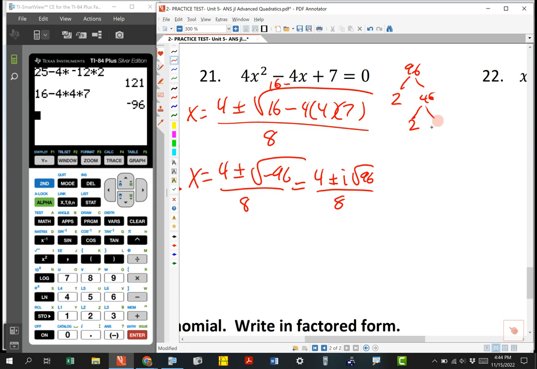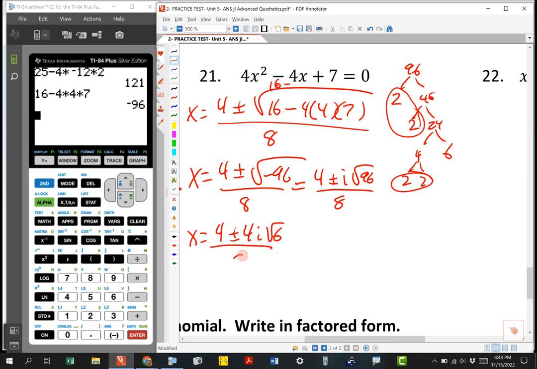Okay, so we're going to get a bunch of stuff here. This is going to be a 4 and a 6. Okay, so take a look right here. There's a pair of 2's, and that is another pair of 2's, okay? And the 6 is not going to break down anymore, give us any pairs. So here's what we end up with. We end up with 4 plus or minus. This is going to be 2 2's on the outside, so that's going to be a 4i and a radical 6 stuck underneath, and then that's all over 8.